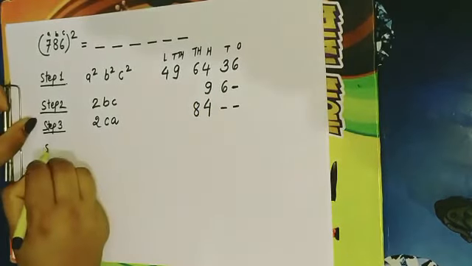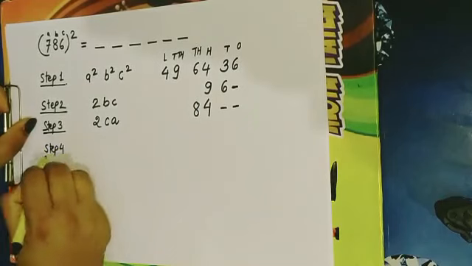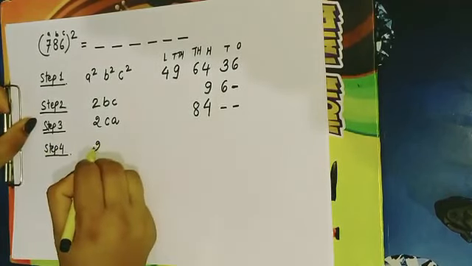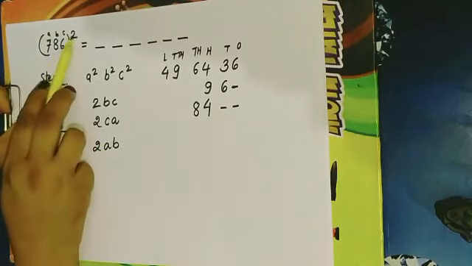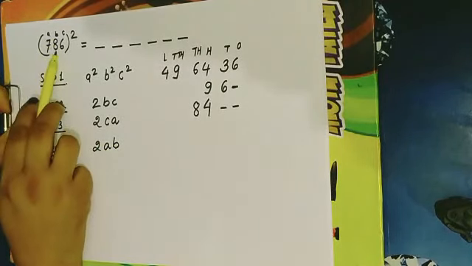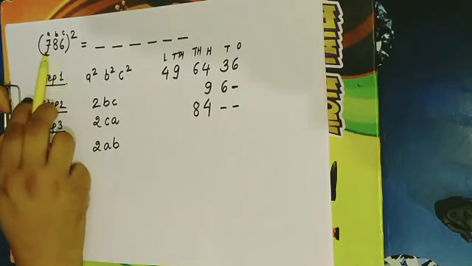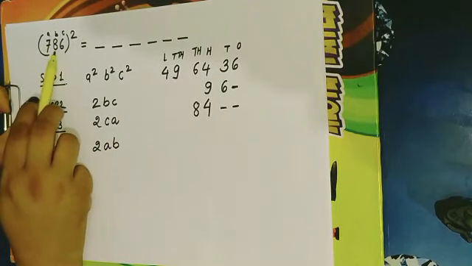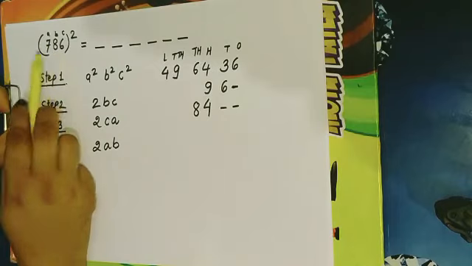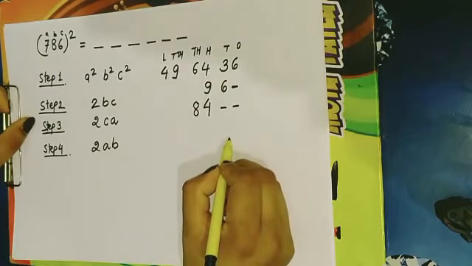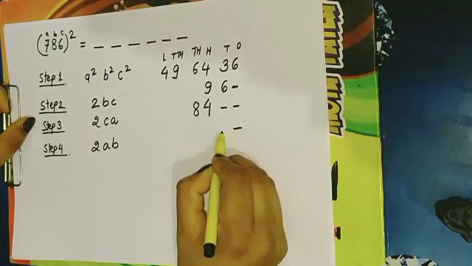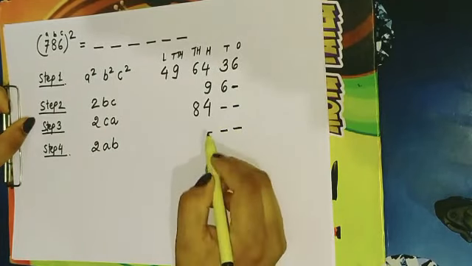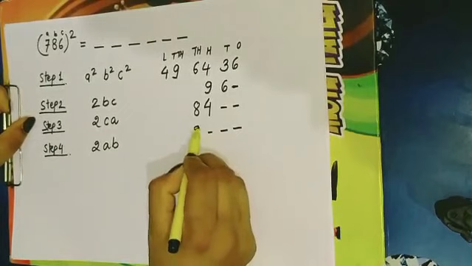Now next step 4, here we need to do 2AB. 2AB means 2 is multiplied with A and then B. It means 7 2s are 14 and 14 8s are 112. So we need to leave the ones, tens and 100 places, and we need to write down 112 here.